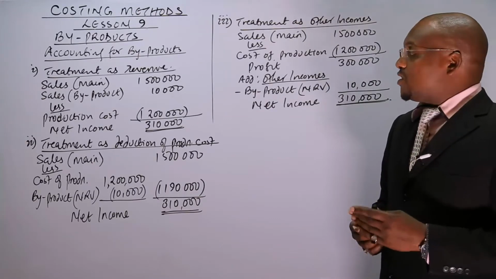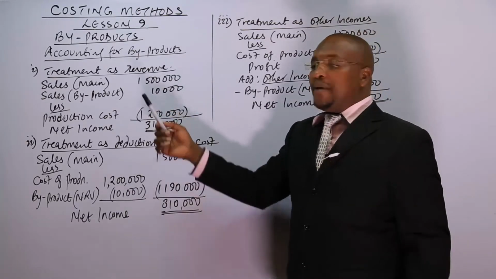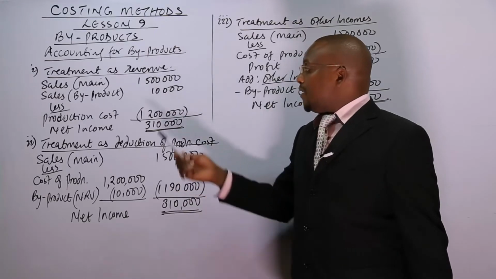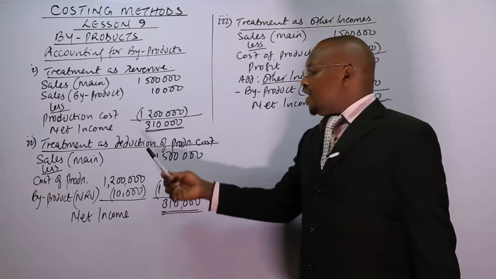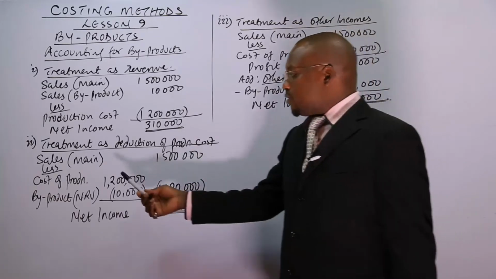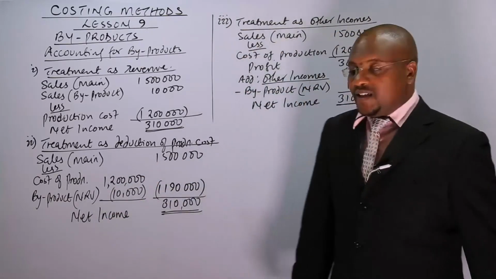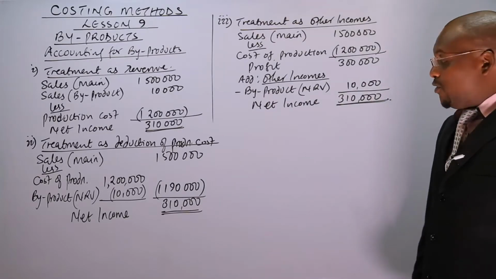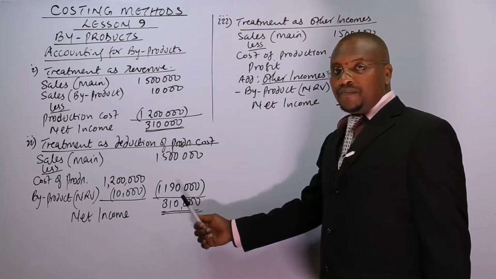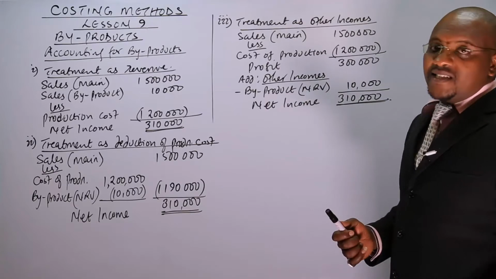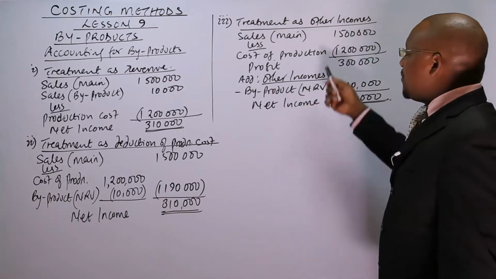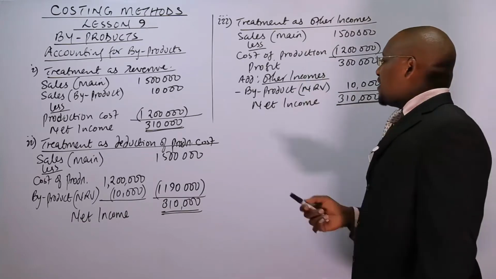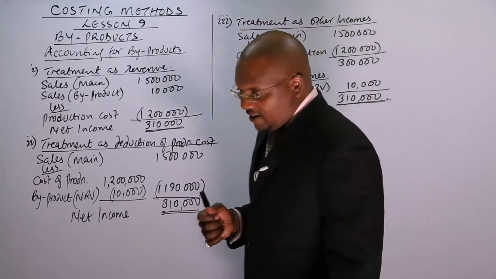but where we place this byproduct is the concern. Here we place it as a main product, and we're having the two revenues as if they are the same. We are having treatment as a deduction, where we have the cost of production, and we subtract the NRV of the byproduct so that we can have the net cost. And then here we are treating it as other incomes in the income statement. And therefore, after we have done the main product, we have other incomes, and we treat that there.